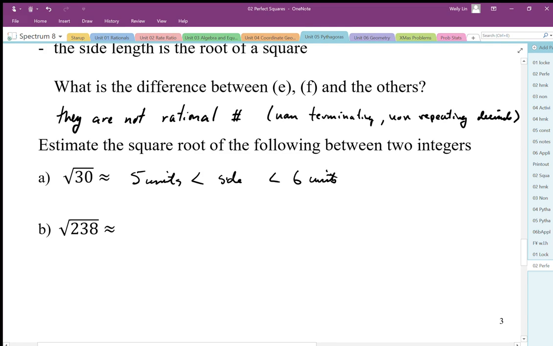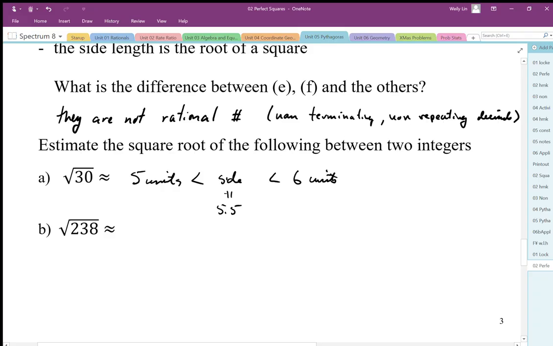So we need to be able to estimate the square root. If I were to estimate an actual value, I'd say the side is approximately, going somewhere in the middle, 5.5, and that's good enough. That's all I really expect you to be able to do. Any decimal in between. We can't say that it's exactly 5.5, but we know it's somewhere between 5 and 6. If you guess a number somewhere in there, that's good enough.